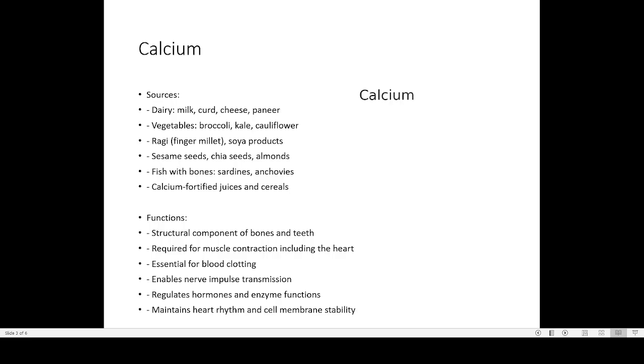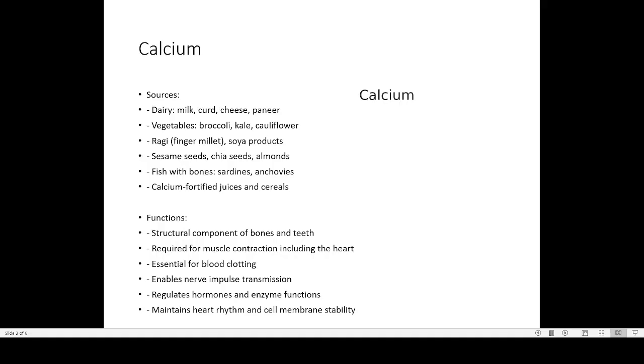The next mineral is calcium. Here you can see what the main sources of calcium are. So these 5 are the main minerals, for example iron, calcium, potassium, sodium and iodine. These are the main minerals which are needed by the body in comparatively higher quantities. And there are also so many other minerals, but these 5 minerals are very important.